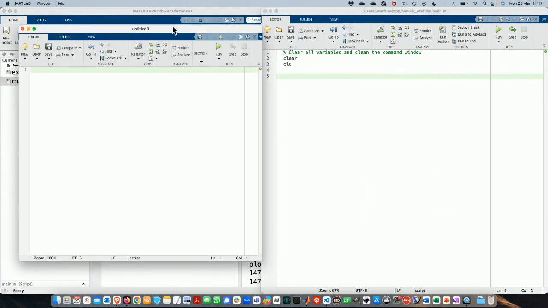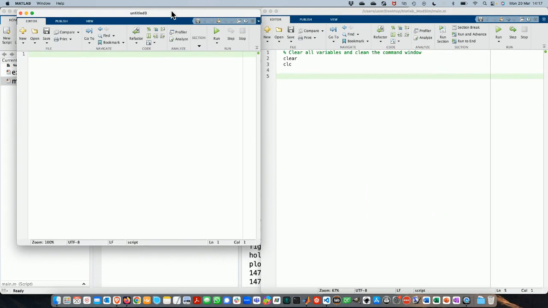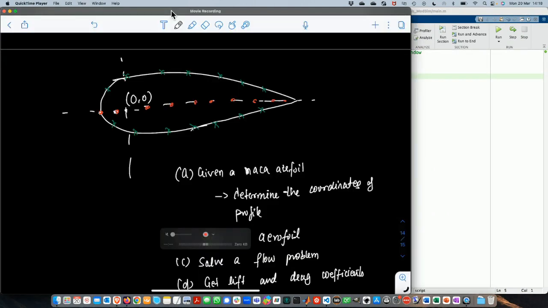Okay. So let me just start by creating some kind of a function. Let's say I know the x coordinates that I said earlier, and I know the thickness, the camber length, and so on of the airfoil. Let's say I know some information about this airfoil. I know where these red points are. I know the maximum thickness maybe, and I know the chord length.